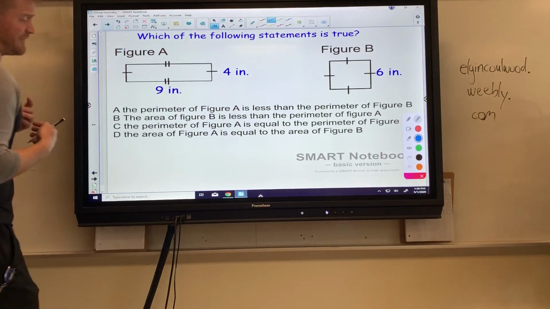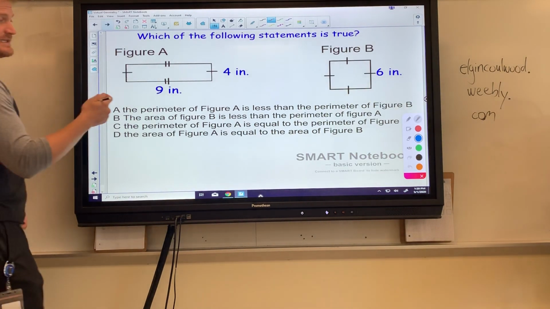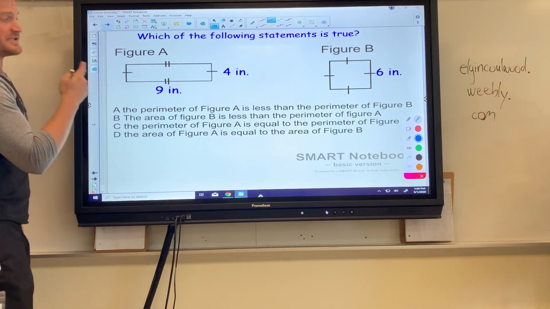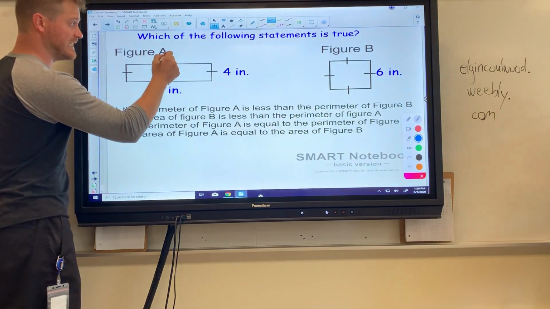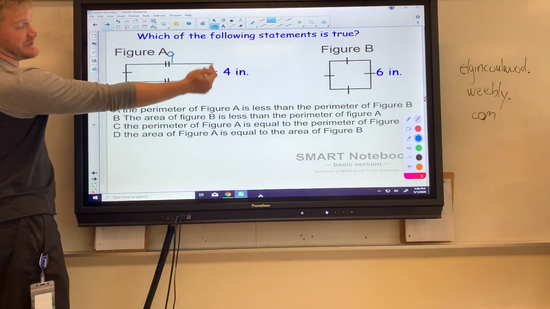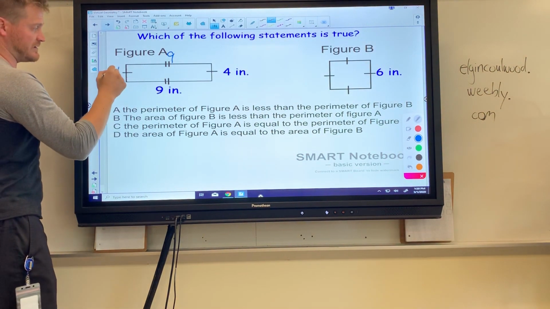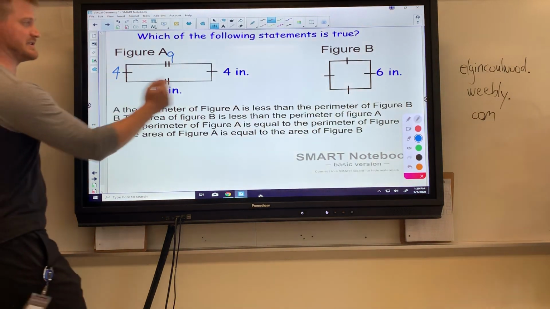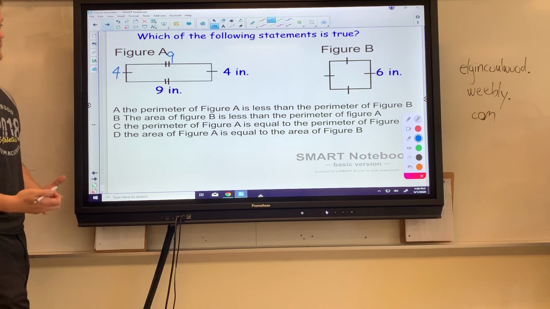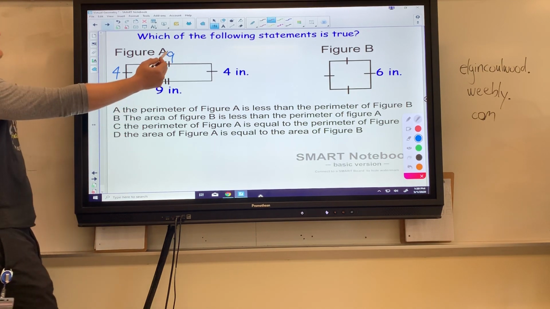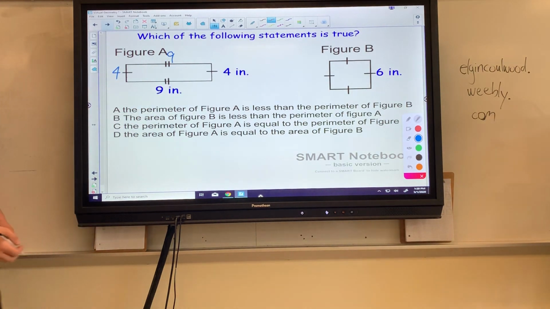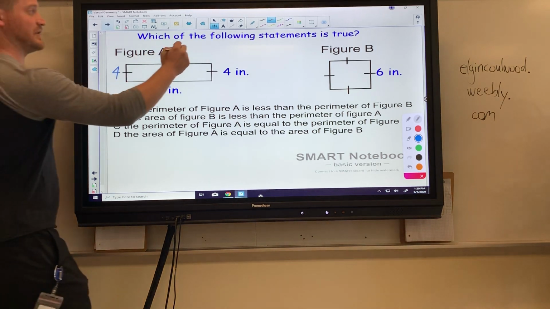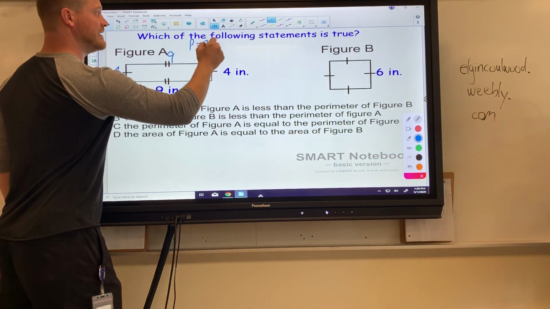So, first things first, we're gonna label the rest of the sides. Remember, opposite sides are the same with rectangles. So if my bottom's 9, top's also gonna be 9 inches. My right side is 4, the left side's gonna be 4. Now we can solve the perimeter. Remember, perimeter is just the sum of all sides. Just add all the sides together. 9 plus 9 plus 4 plus 4 gives me 26. So the perimeter here is 26.